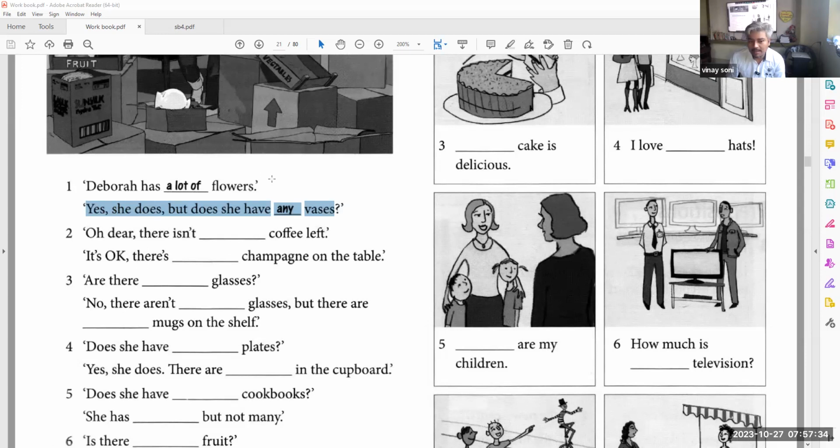Oh, Deborah has a lot of flowers, A says. B says, yeah, she does. But does she have any vases? In America, people don't pronounce it vases. In America, they pronounce it vases. In England, they pronounce it vases. And in America, they pronounce it vases. Okay, moving on.